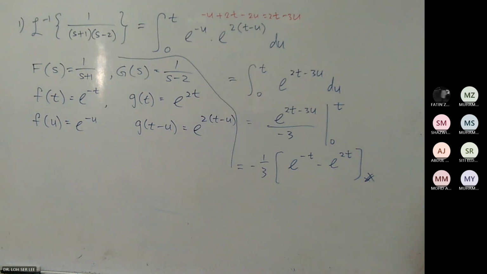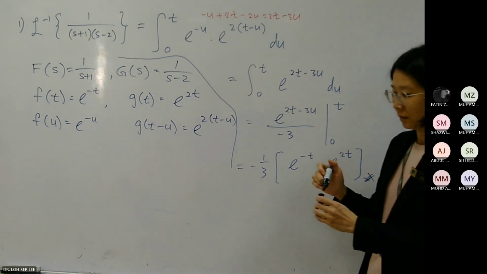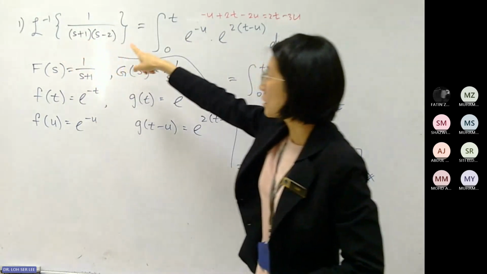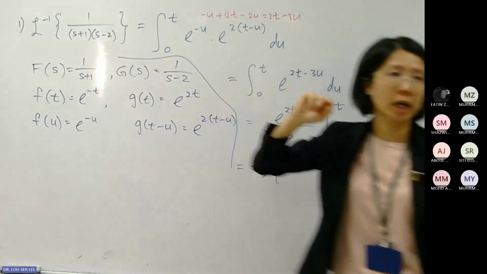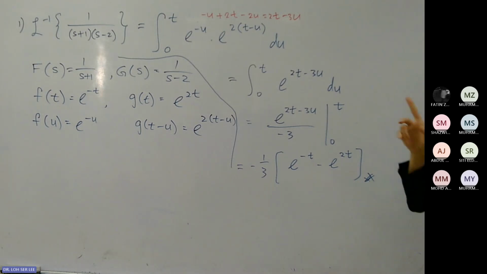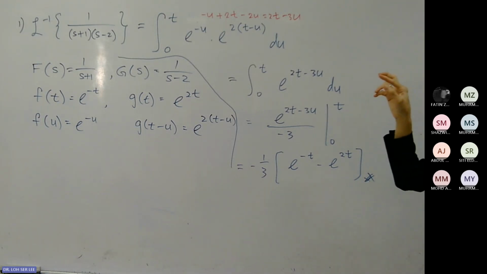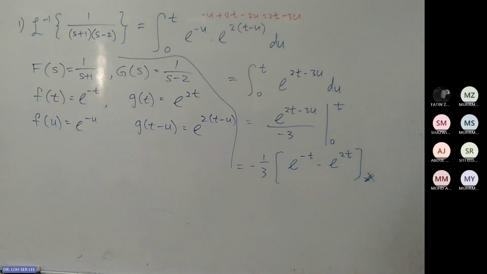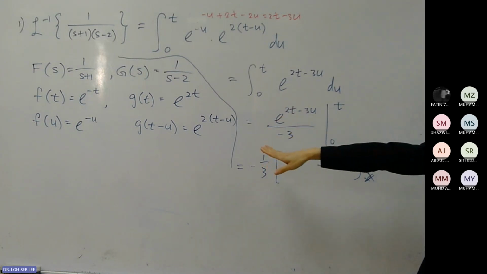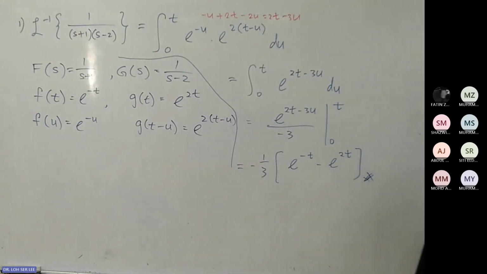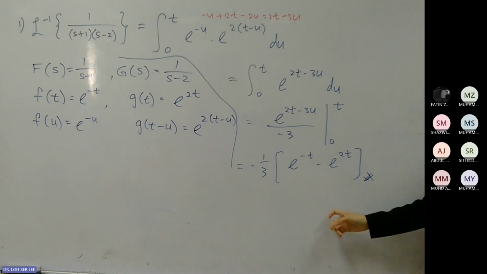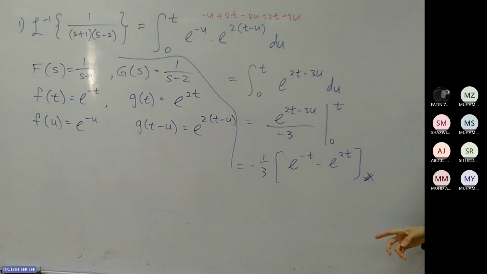Any questions? This question, actually you can solve using completing the square, because when you expand, you get s squared. When it is second order, you can either expand, use completing the square and then apply the first translation, or you use the convolution theorem. It depends on the question. If the question says you have to use the convolution theorem, then you have to use it. If it doesn't state any method, you are free to choose any method that you want. Number 1, any questions? If no, we look at question number 2.